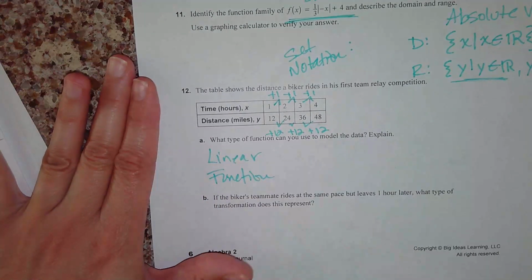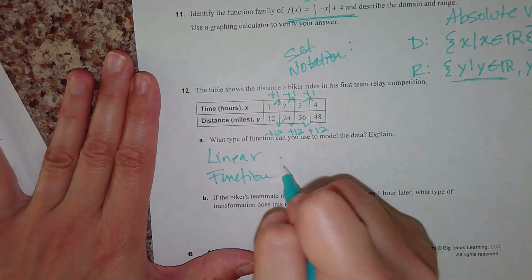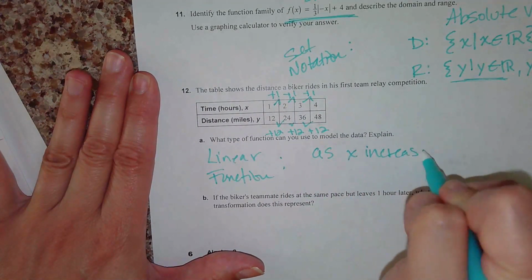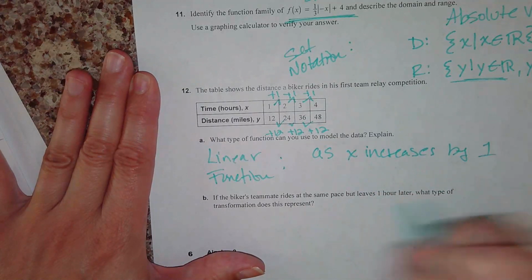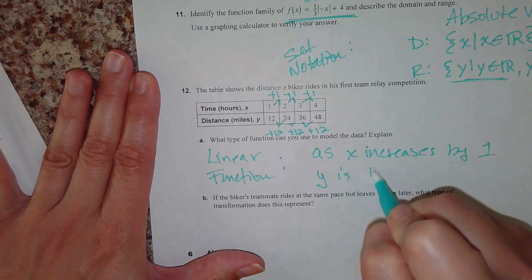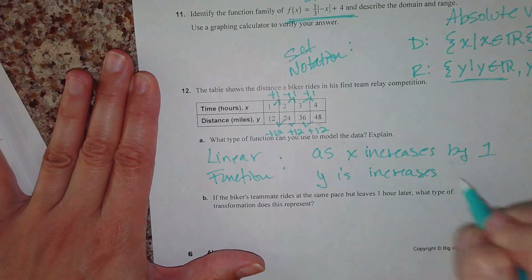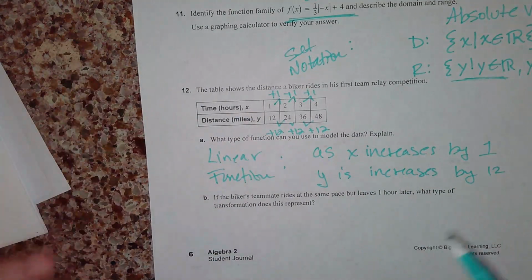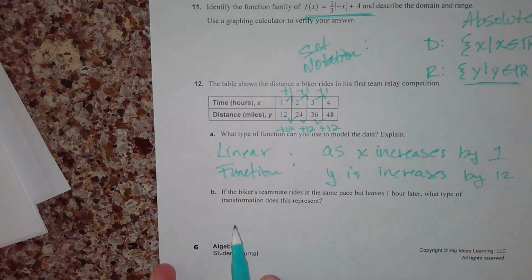And it's linear because, as x increases by 1, y is increasing by 12. So as x increases by 1, as long as y is increasing or decreasing by the same amount each time, like adding or subtracting the same amount, then it's linear. I like this last question.